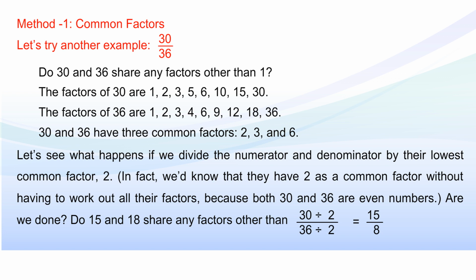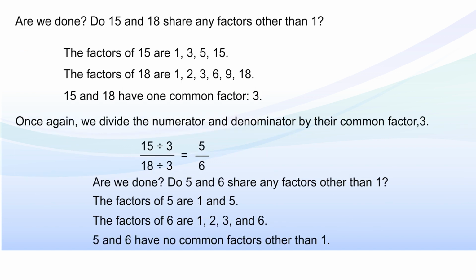Let's see what happens if we divide the numerator and denominator by their lowest common factor 2. In fact, we know they have 2 as a common factor without having to work out all their factors because both 30 and 36 are even numbers. 30 divided by 2 by 36 divided by 2 equals 15 by 18. Are we done? Do 15 and 18 share any factors other than 1?